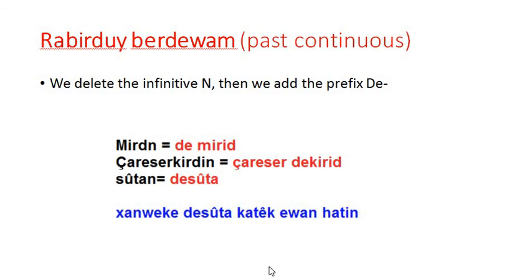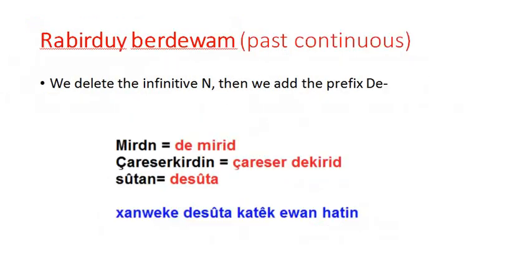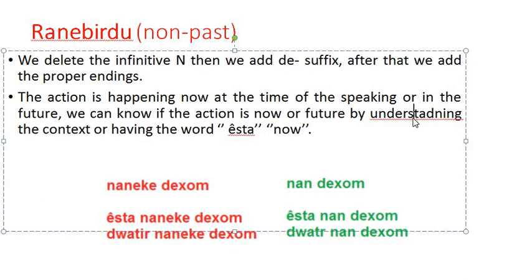Anyway, let's go to the last tense that we have, and this is non-past. Non-past means rana berdu. To create this, basically we delete the infinitive n, then we add the suffix the same as here. We add the, and we add the proper ending. At first, in here they don't have endings, but here they have endings. The action is happening now at the time of the speaking or in the future. We can know if the action is now or future by understanding the context or having the word esta.